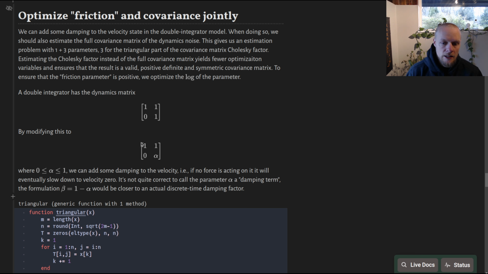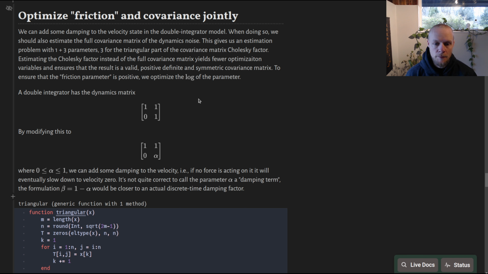And if we use this model instead of the pure double integrator, then we can't use the pure double integrator covariance matrix either. So we'll optimize the full covariance matrix of this system. So before we had one parameter that affected the covariance matrix, and now we will actually have the entire covariance matrix. But a covariance matrix has a number of constraints associated with it. So even though it has 2x2 parameters, 4 parameters, it also has the constraint that it must be symmetric and positive definite. So that means that it's enough to estimate one triangle of the covariance matrix.